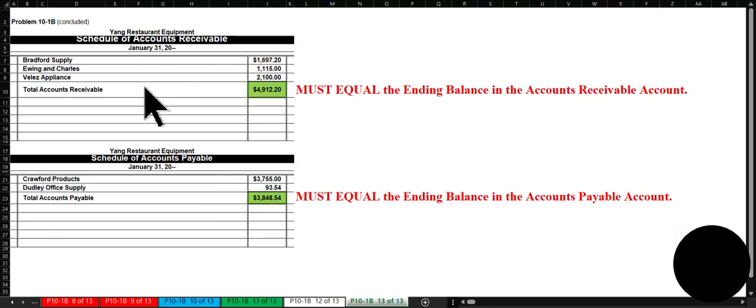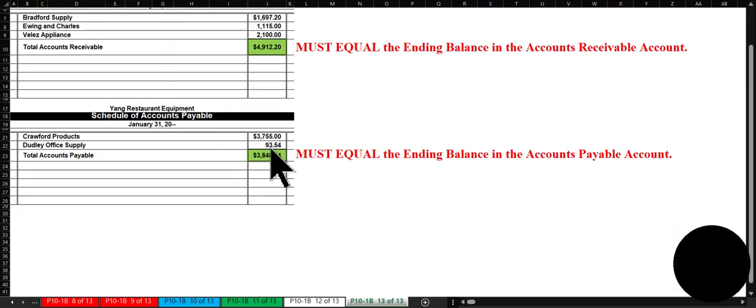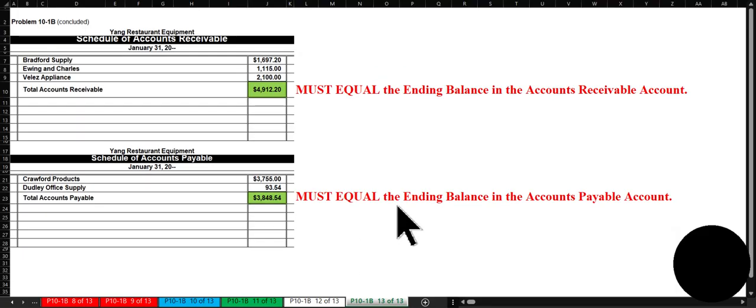Similarly, if you see a customer listed with a credit balance, you would want to investigate because it probably means that they paid too much on their account or some other problem that needs to be resolved. Or maybe they're prepaying in anticipation of making an additional purchase from us, but the normal balance should be a debit for each of your customers, and the normal balance should be a credit for each of your suppliers.